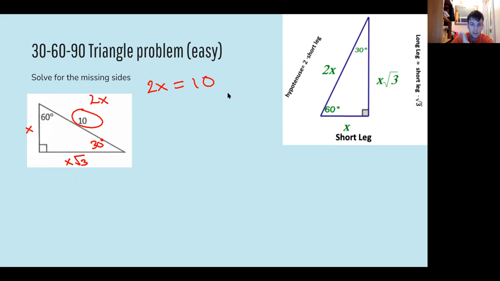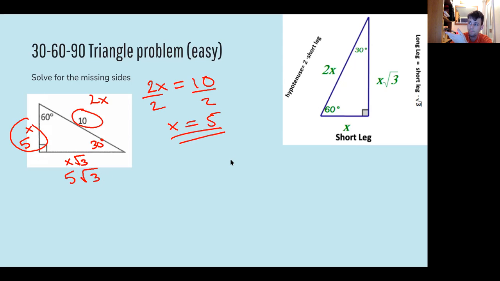2x equals 10, divide both sides by 2. And remember, x is just the length of the short leg. So this one's 5. And then our long leg is just equal to the short leg x times root 3, so 5 square root 3. Not too difficult. This was kind of an easy example. It's all about figuring out which side we know, which in this case was the hypotenuse, using that to solve for x, or the short leg length, and then using that to figure out the long leg length. Pretty easy example right there.